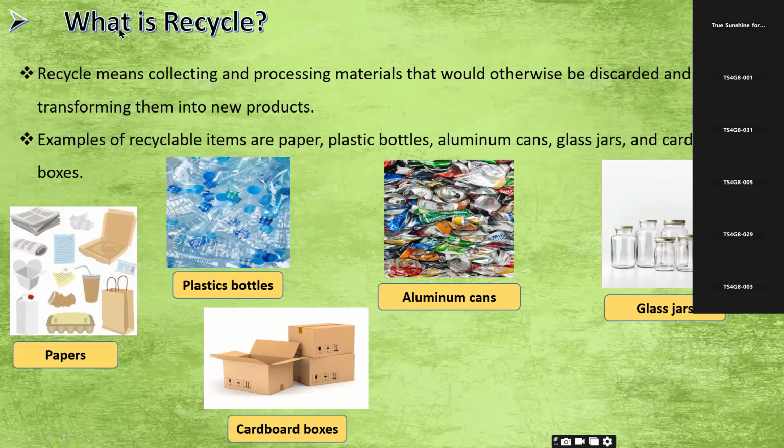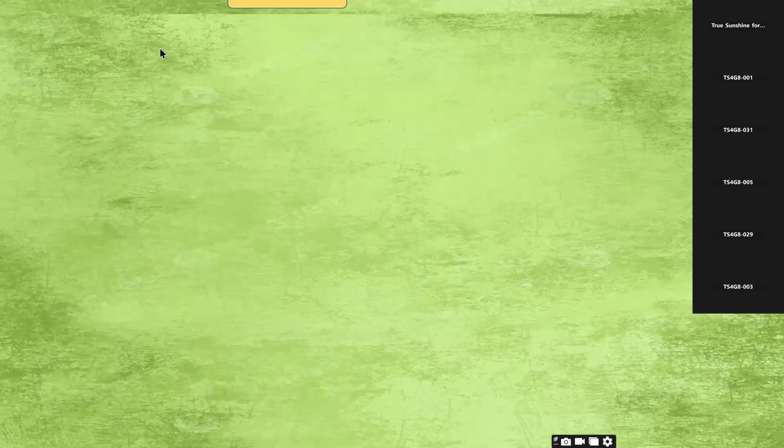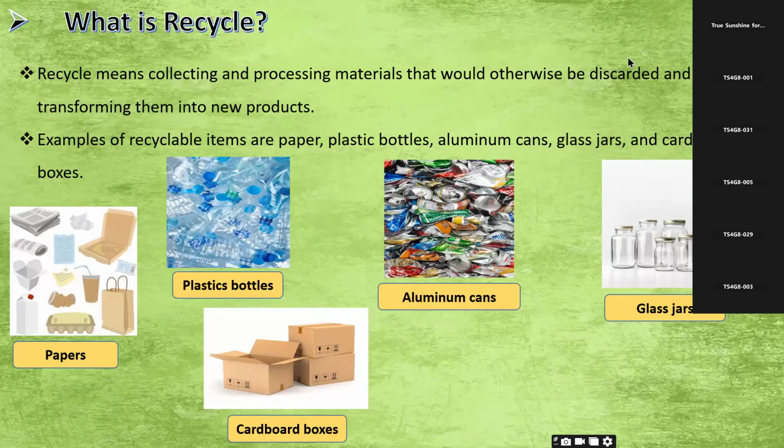What is recycle? Recycle means collecting and processing materials that would otherwise be discarded and transforming them into new products. Examples of recyclable items are paper, plastic bottles, aluminum cans, glass jars, and carton boxes.